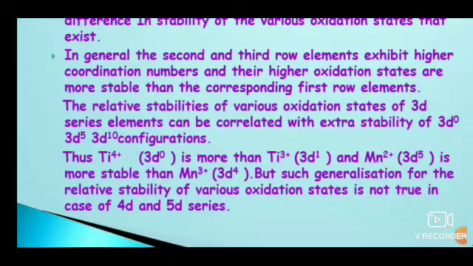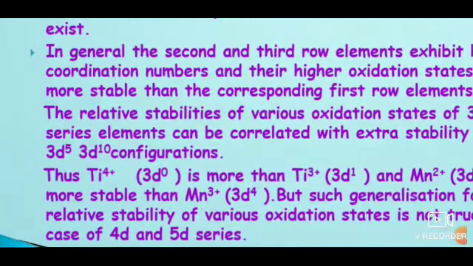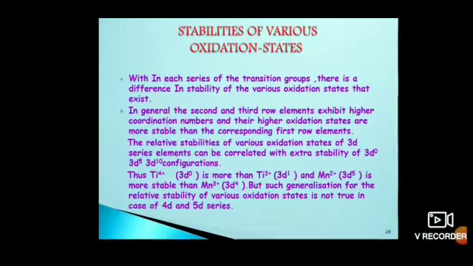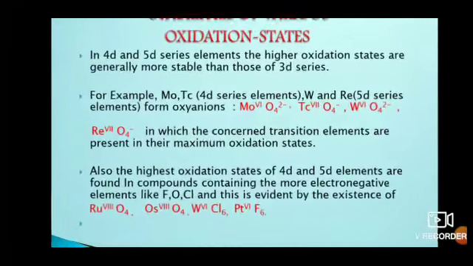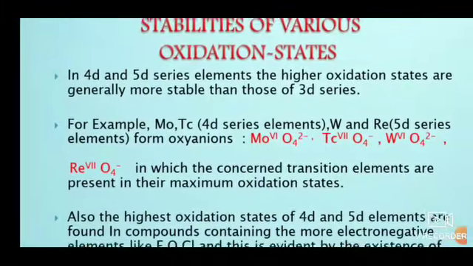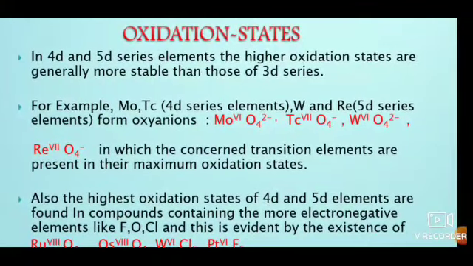But such generalization for the relative stabilities of various oxidation states is not true in case of 4d and 5d series. Why? Because coming to 4d and 5d series elements, the higher oxidation states are generally more stable than those of the 3d series. For example, if we take molybdenum and technetium, 4d series elements, and tungsten and rhenium, 5d series elements, they form oxyanions in which the concerned transition elements are present in their maximum oxidation states, that is molybdenum +6, technetium +7, tungsten +6 and rhenium +7.